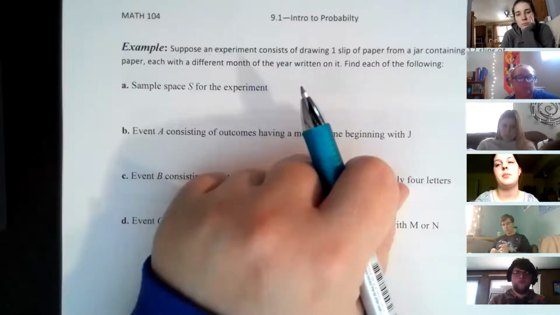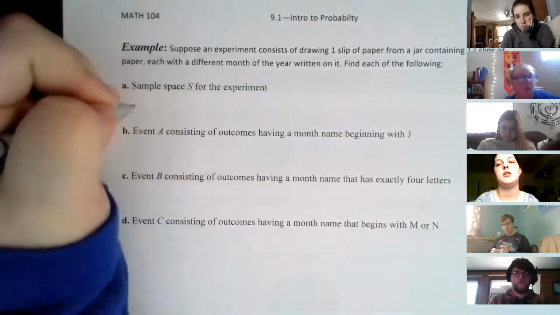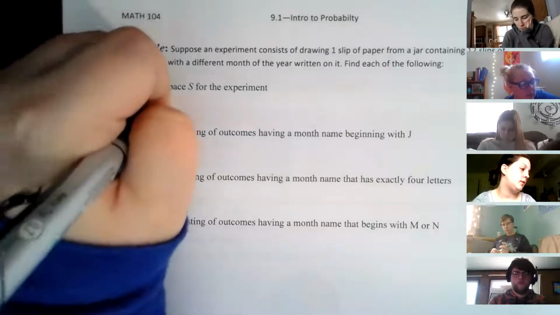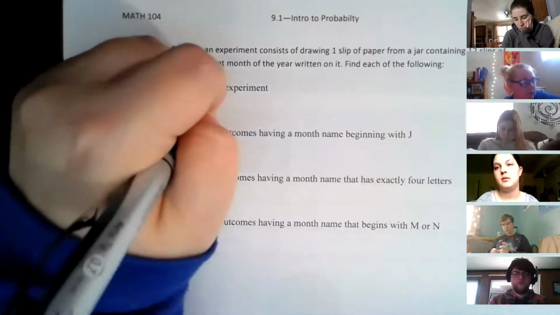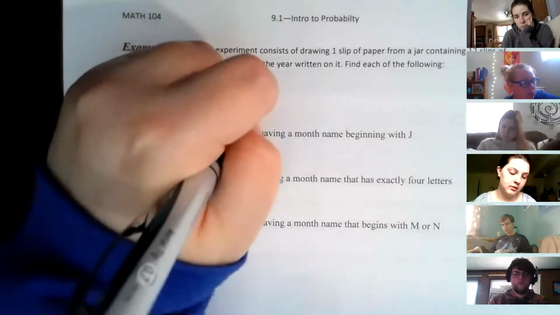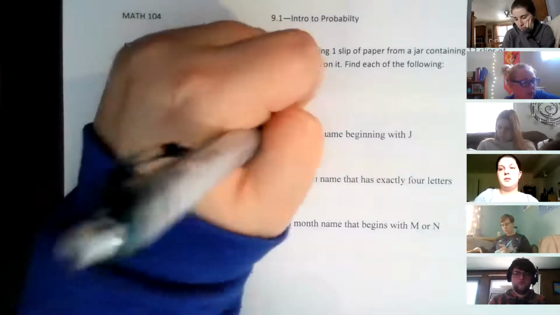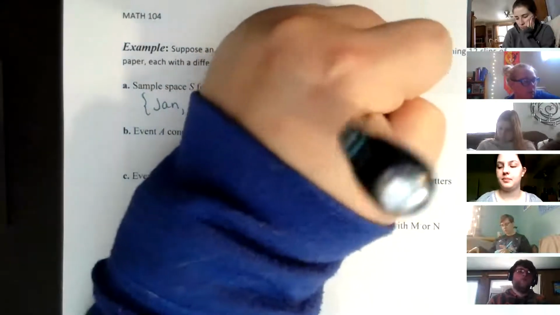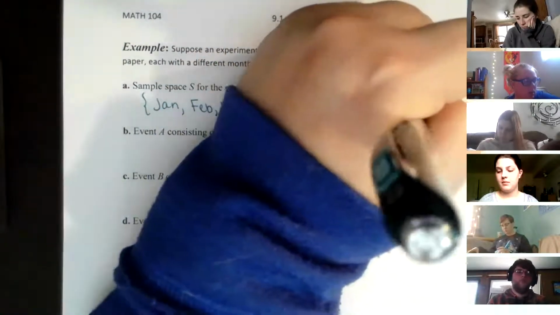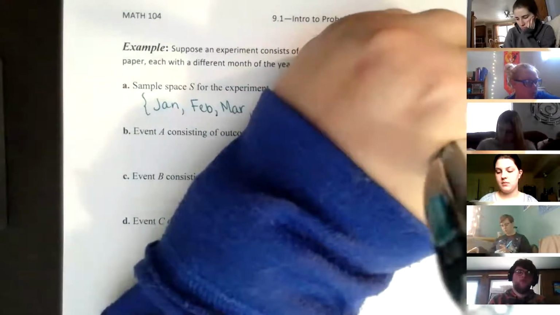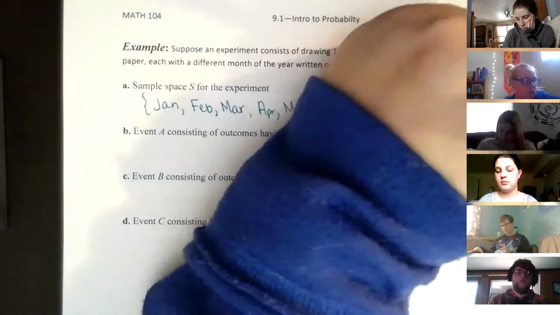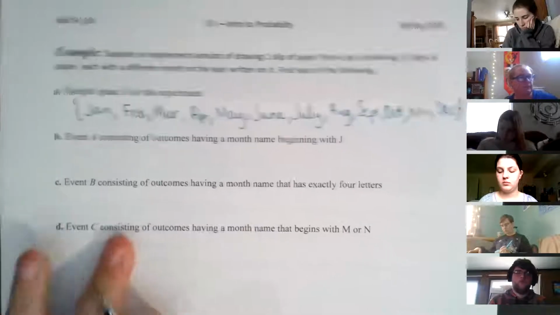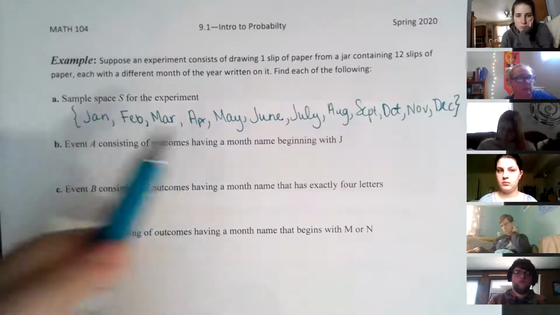Oh, so it's January, February, March, April, May, June, July, August, September. So in my jar, I would have strips of paper that represent January, February, March, April, May, June, July, August, September, October, November, December. And we use the curly brackets to represent the set.